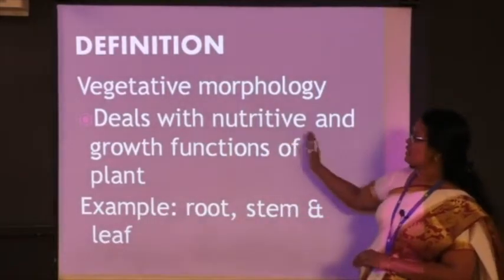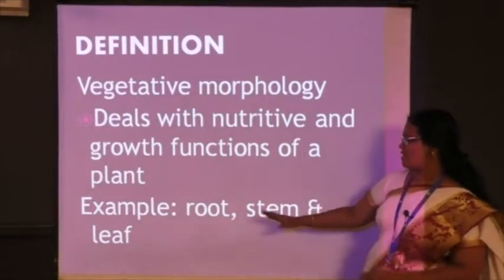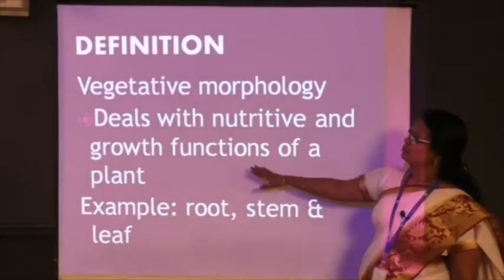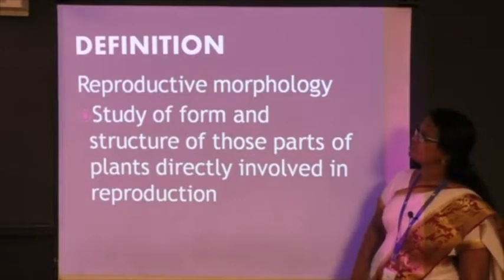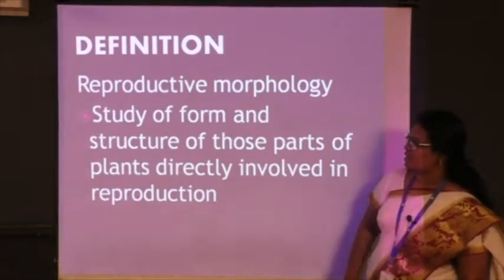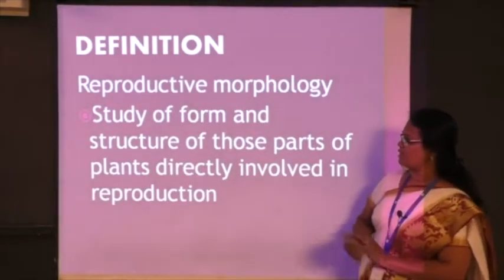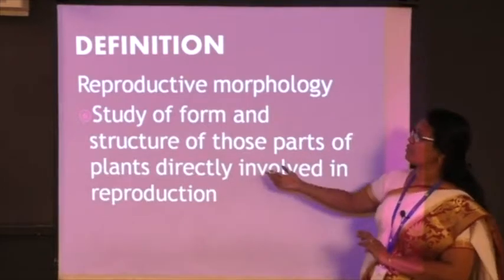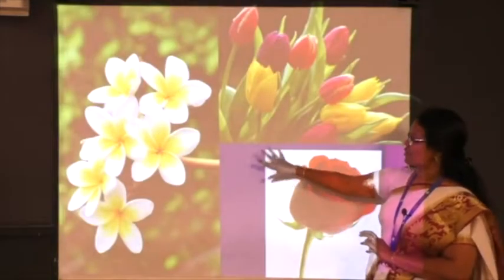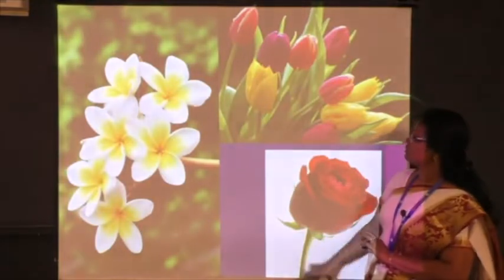Vegetative morphology deals with the nutritive growth and functions of a plant, for example root, stem and leaf. Reproductive morphology deals with the reproduction of the plant. A flower is a very good example of reproductive morphology. These are different types of flowers.